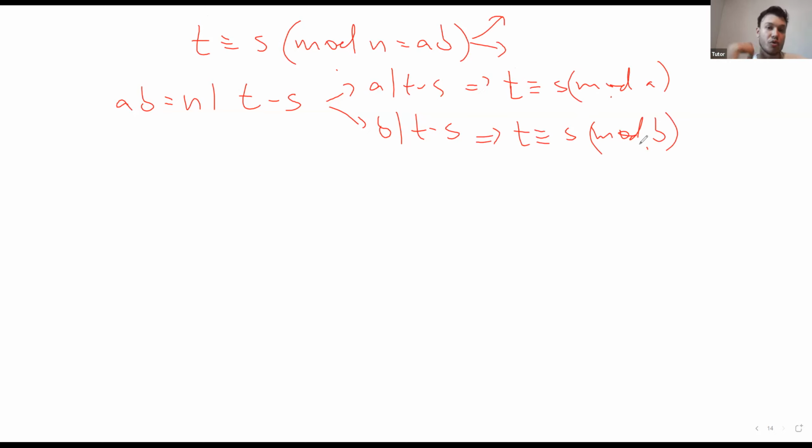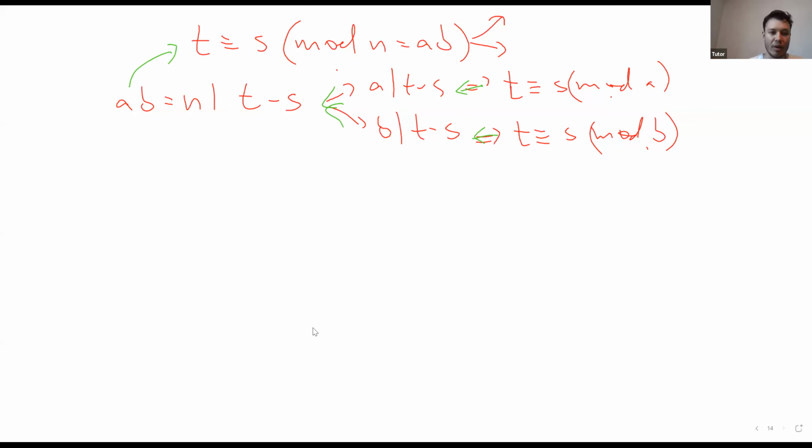And you can also go the other way. If t is congruent with s mod a, and t is congruent with s mod b, then if you combine them, you get that ab divides t minus s, and from here you get the congruence mod ab. If you have this, you get this, and if you have this, you get this. So basically, you can go both ways.